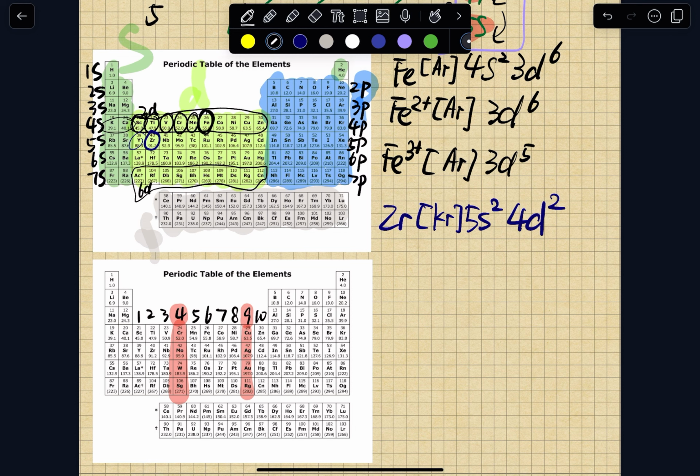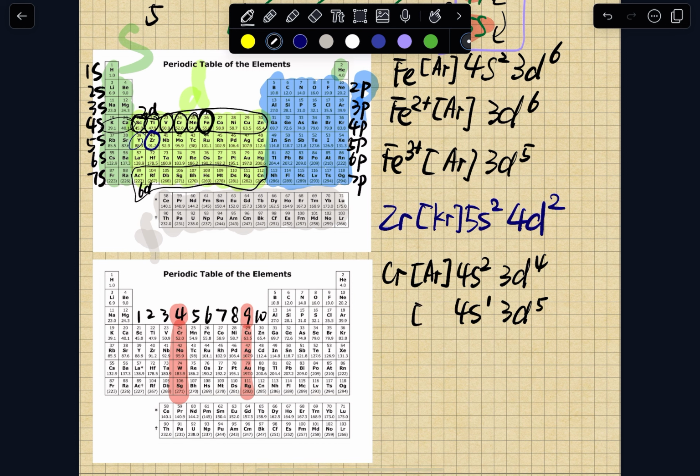Let's do an example. Say column 4, we have Cr. The configuration of Cr, if you do it as we discussed, you would think the noble gas is Ar, and then 4s2 3d4. You would think 1, 2, 3, 4, it's 3d4. That is not the case, because the d subshell really wants another electron, being 3d5. Being 3d5 means I have to lose an electron from the s orbital. So the correct electron configuration is actually this, not this.